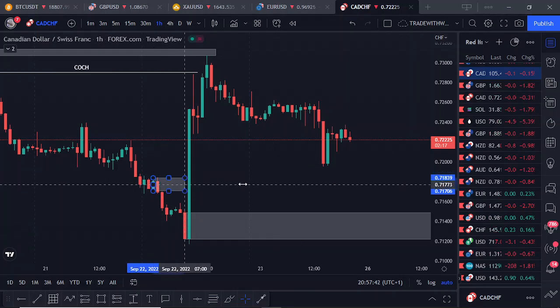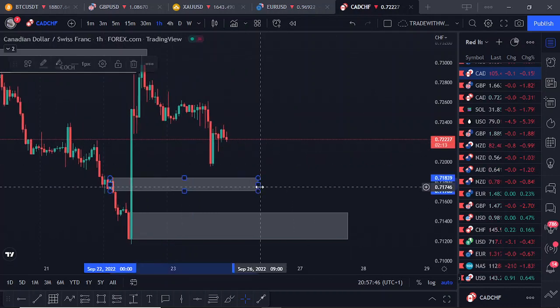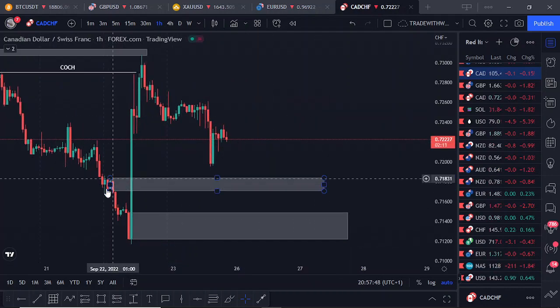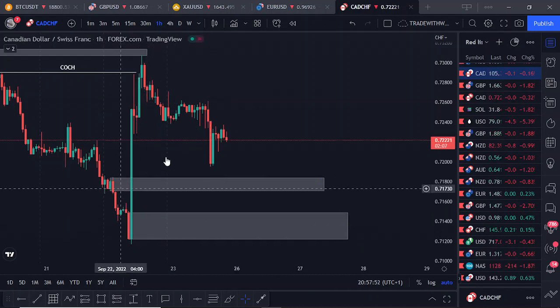You can see now this is a breaker block over here. Now you can see it's a little bit complicated. Okay, now this is a breaker block here. This is a demand zone here. How do you know which is going to hold? Is it the breaker block or the demand zone?